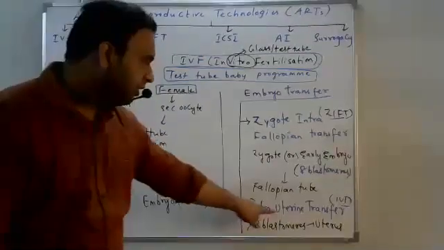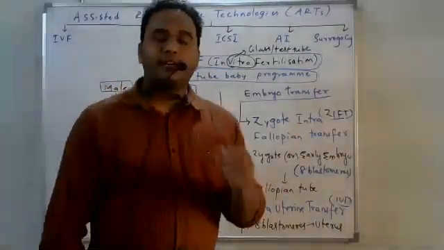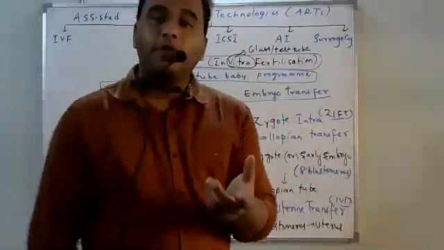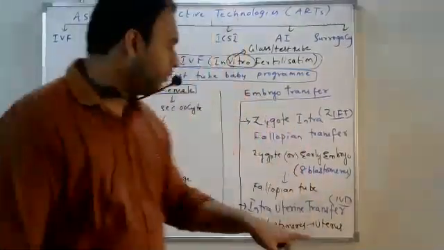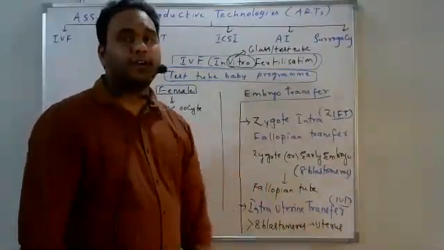And the second method is intrauterine transfer. We transfer the embryo with more than 8 blastomeres into the uterus. So that is called intrauterine transfer.